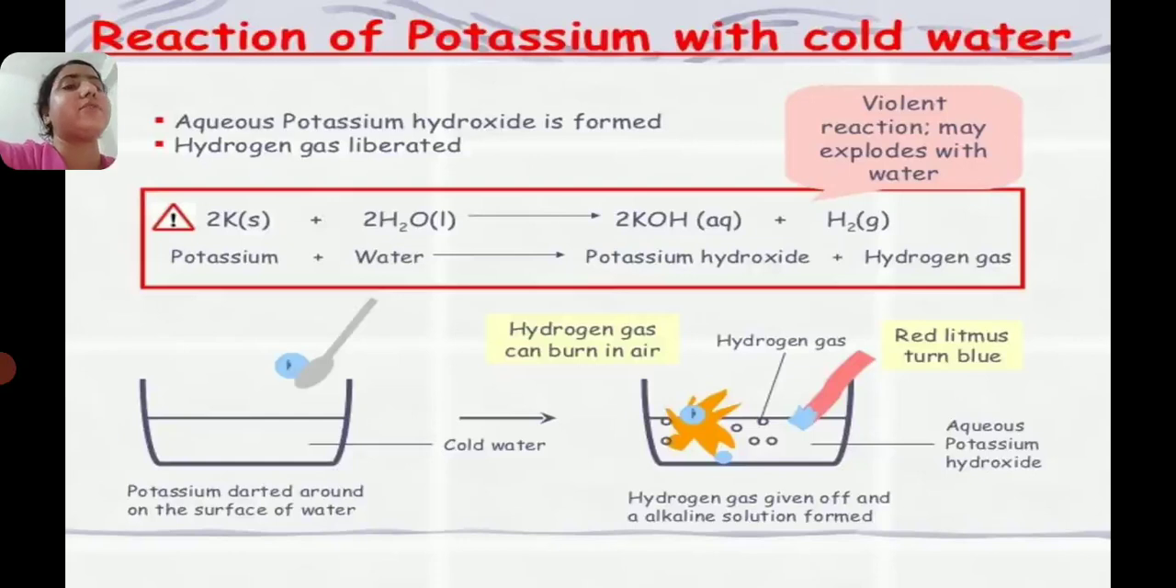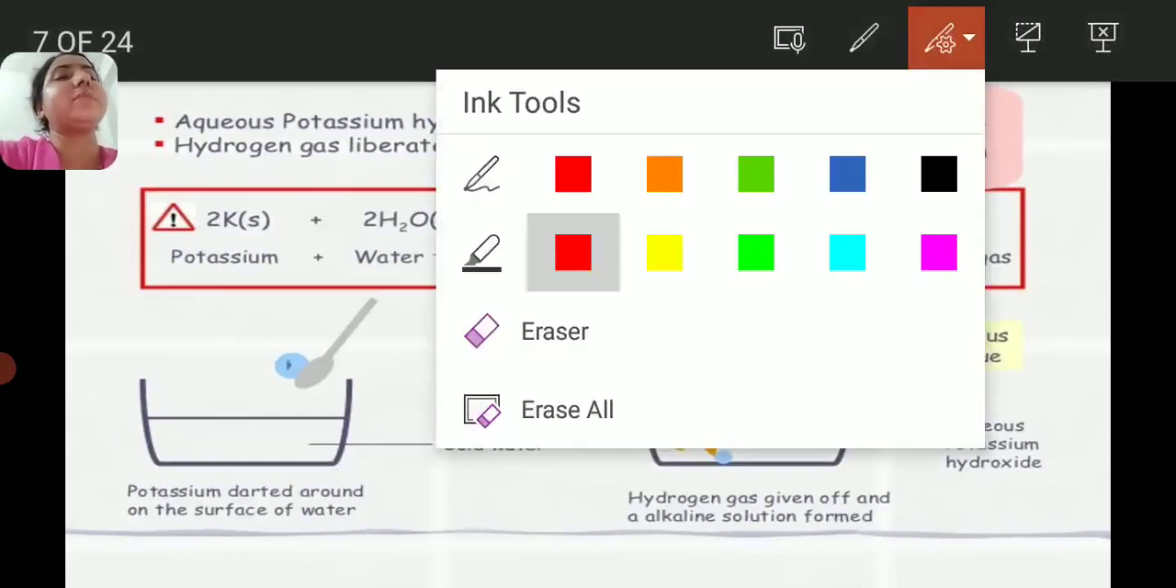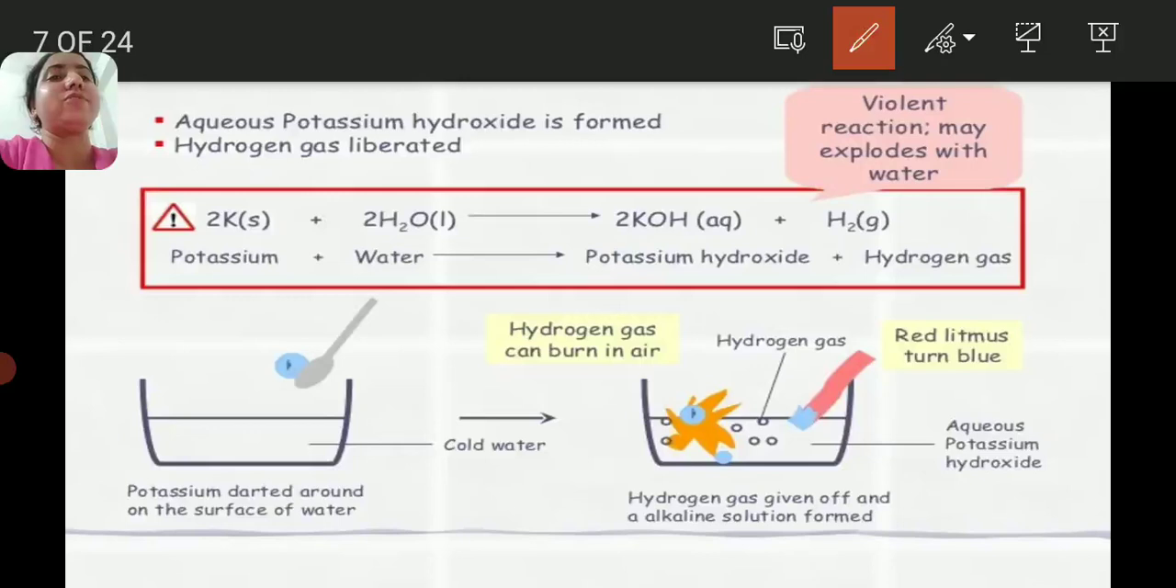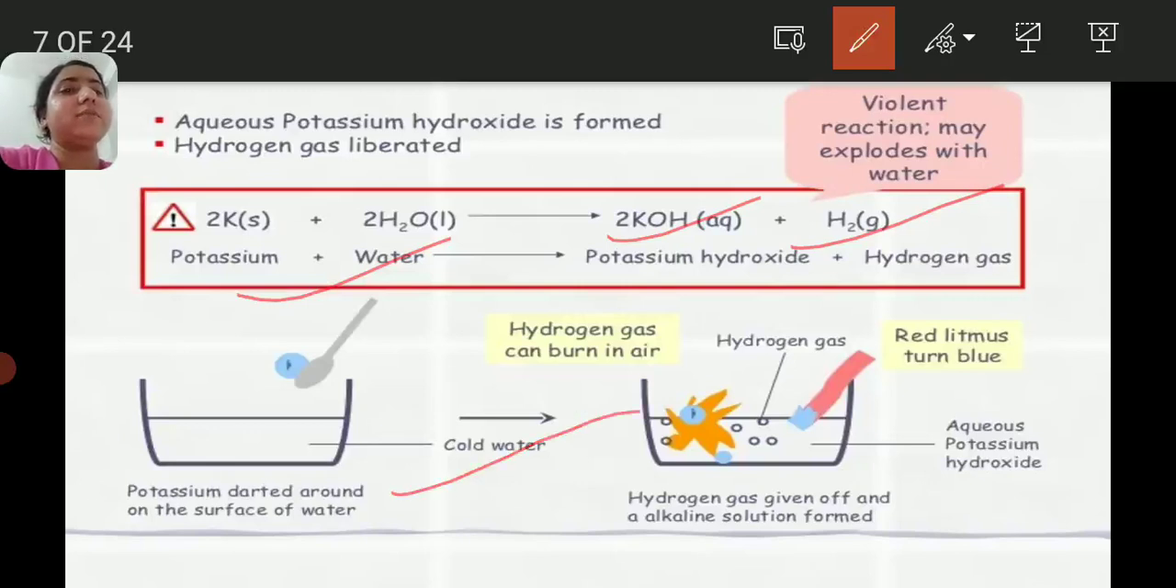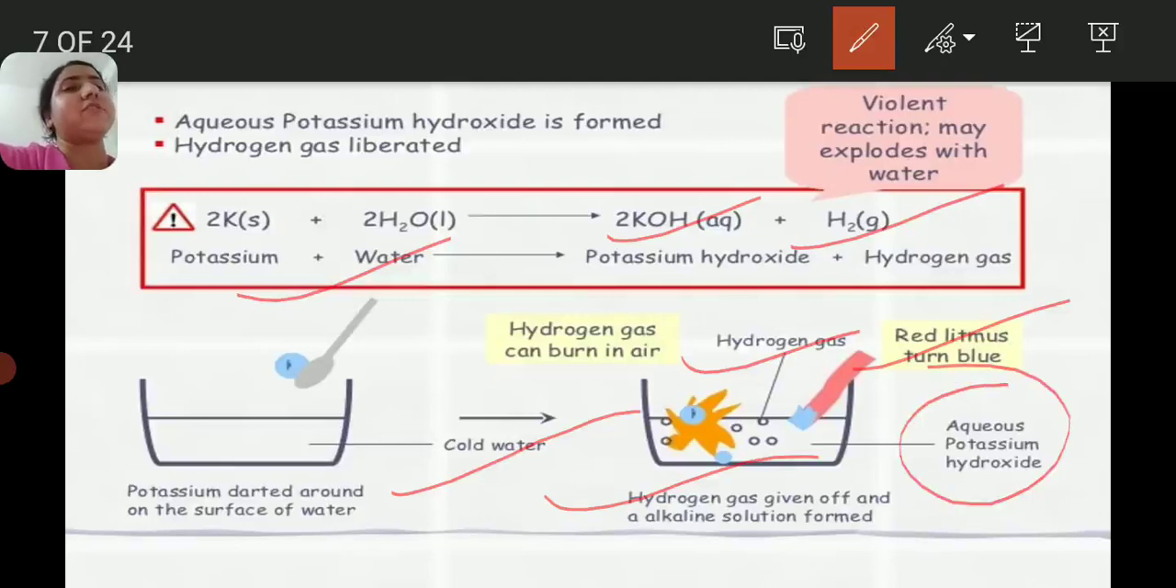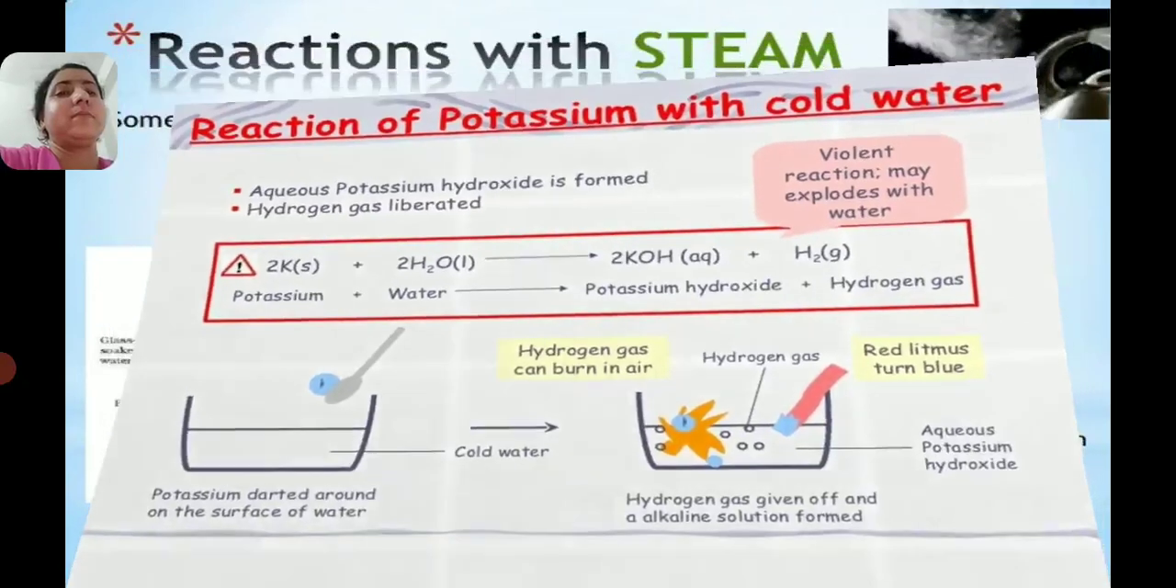Violent reaction may explode with water because sodium and potassium are highly reactive in nature. 2K + 2H2O → 2KOH + H2. Potassium darts around on the surface of water and reacts with cold water. Hydrogen gas can burn in air. Hydrogen gas is released, and an alkaline solution is formed which turns red litmus blue, that is, potassium hydroxide is formed.